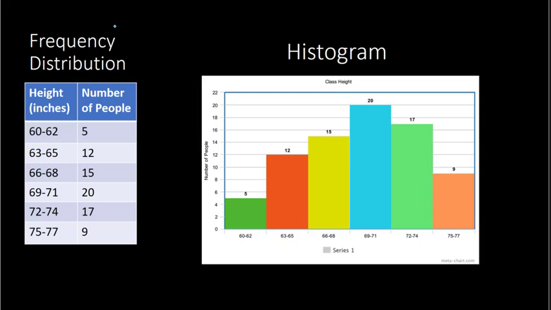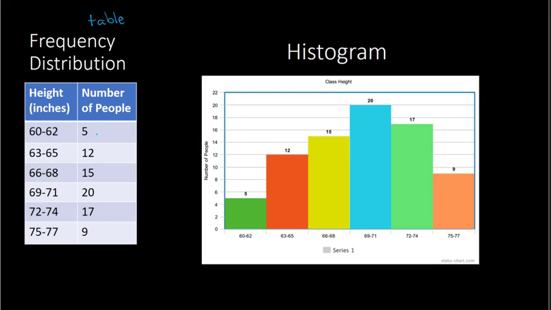So this frequency distribution is another term for a table. But it's called a frequency distribution because frequency refers to the number of times something happens. So in this right column here, we see the frequency of people falling within certain height ranges.